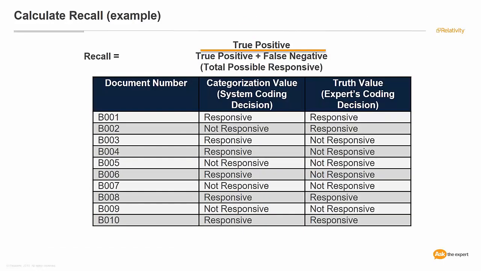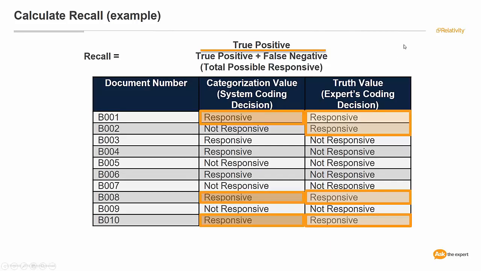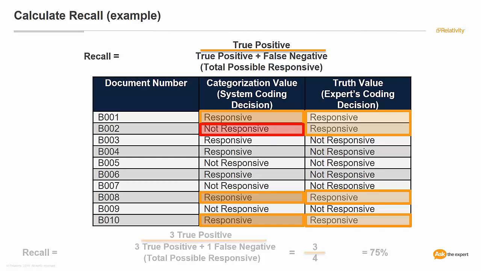From a table point of view, for recall, we start with the truly responsive documents, which is in this right-hand column. And of those truly responsives, how many are predicted responsive? So 3 out of the 4 are predicted responsive. 1 is predicted not responsive. That means that our recall rate is 75%.